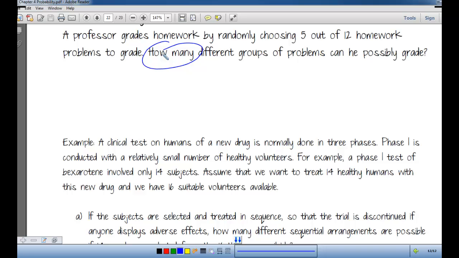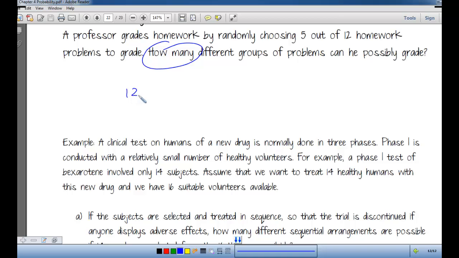Okay, what else do we see? Not choosing all of them. We've got 12 of them and choosing only 5 at a time. So it could be a combination. It could be a permutation. Does the order matter? No. If the professor decides, I'm going to choose problems 1, 2, 3, 4, and 5, and then he turns around and says, no, I think I'll choose 5, 4, 3, 2, and 1, it's the same problems, right? If you didn't do those problems, you get the same trouble. It doesn't matter about the order in which he selects them. So that would be a combination.